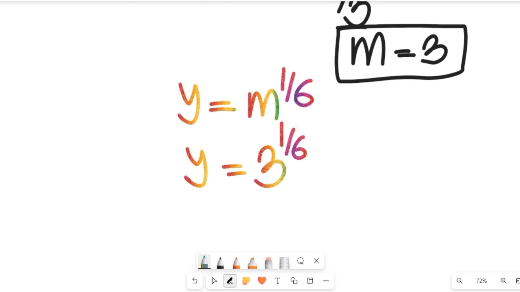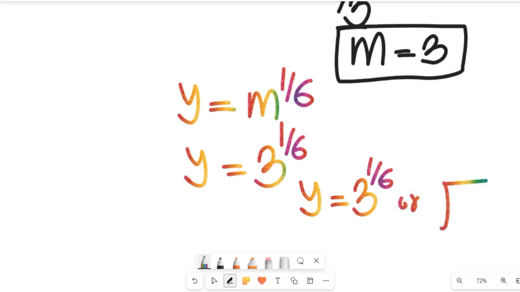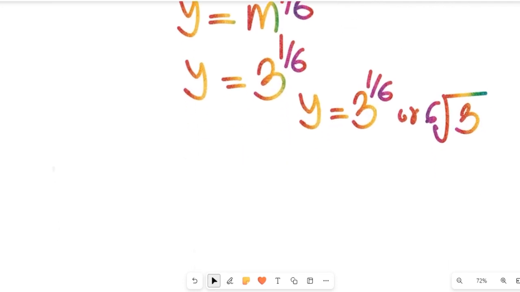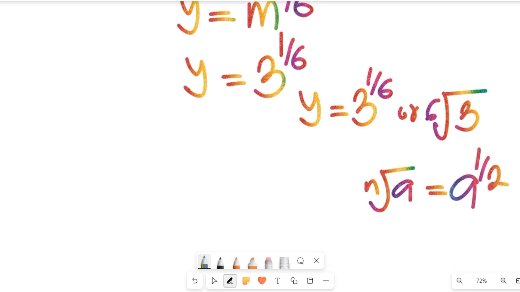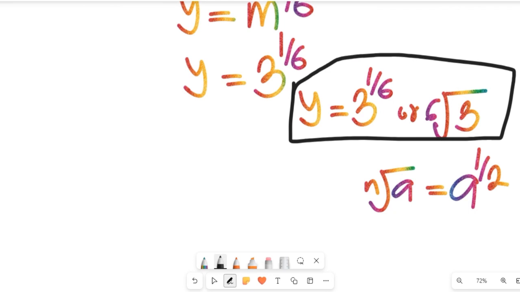So what would the value of y be? The value of y will be equal to 3 to the power of 1 divided by 6, or you can still have it as the 6th root of 3. Recall, according to the law of indices, the nth root of a is equal to a to the power of 1 divided by n. So the solution to that expression is y equal to 3 to the power of 1 divided by 6.